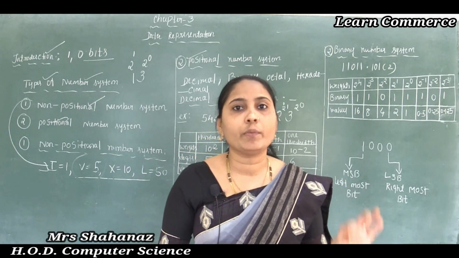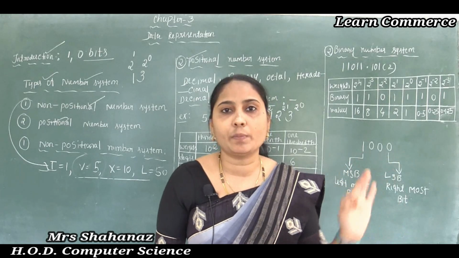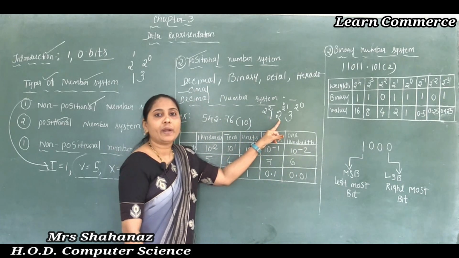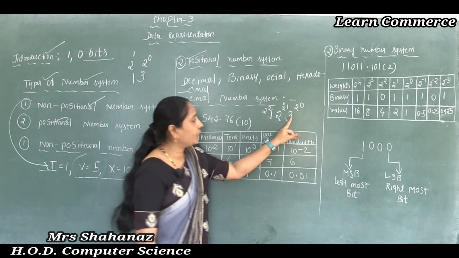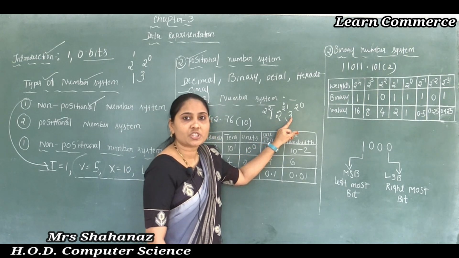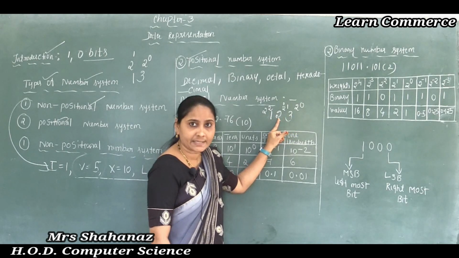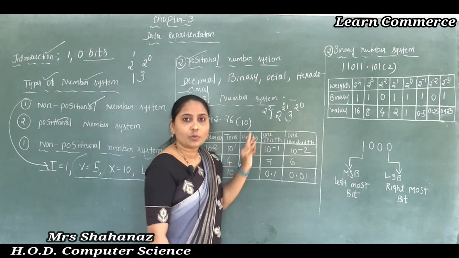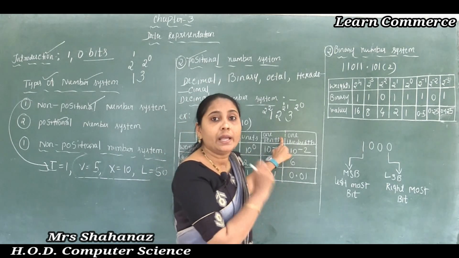So our positional number system also uses symbols, and such symbols are called digits. The value of a digit depends on the position in which it appears in the number, correct? Because this number appears in the position of units, this number appears in the position of tens, and this number appears in the position of hundreds. So the value of the digit depends on the position in which it appears in the number system.